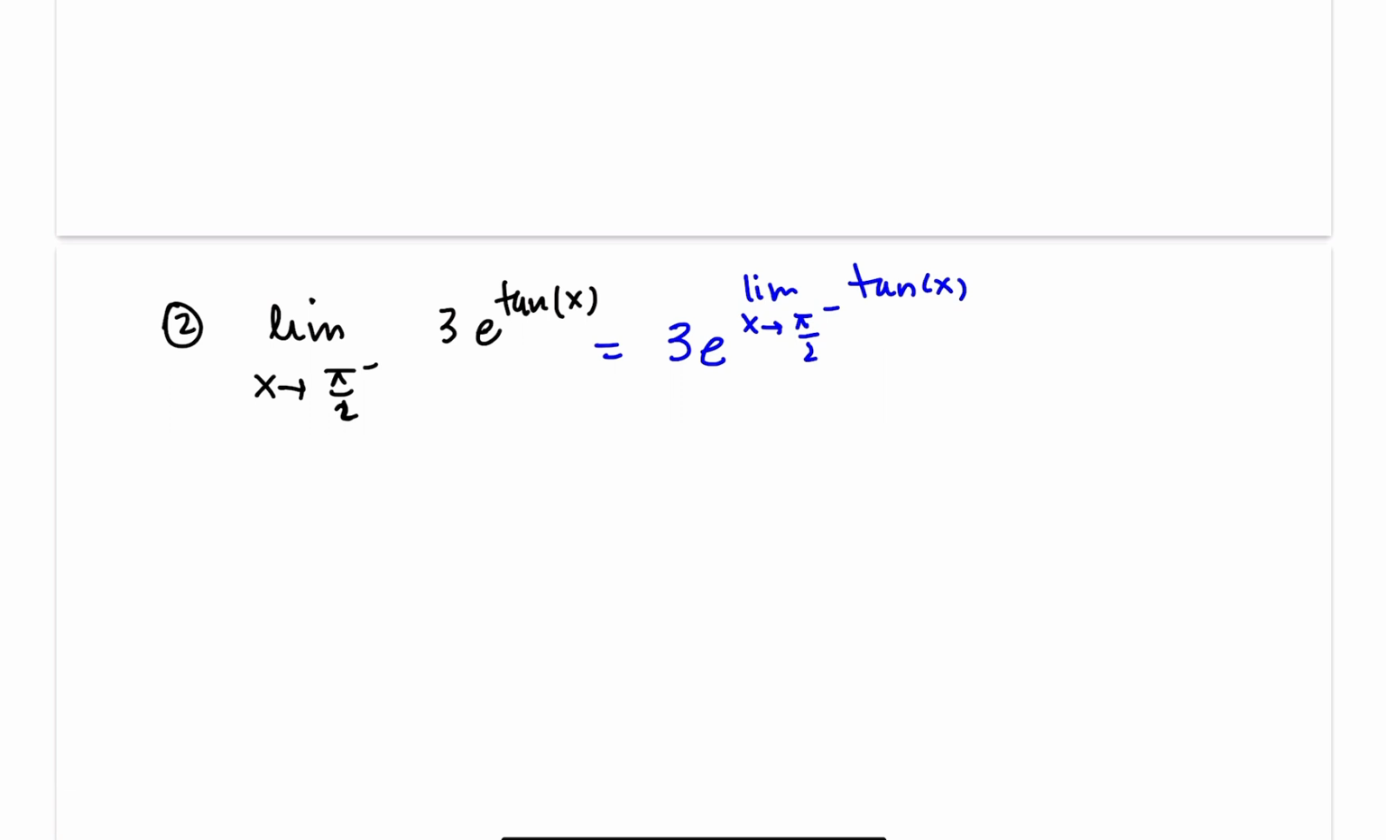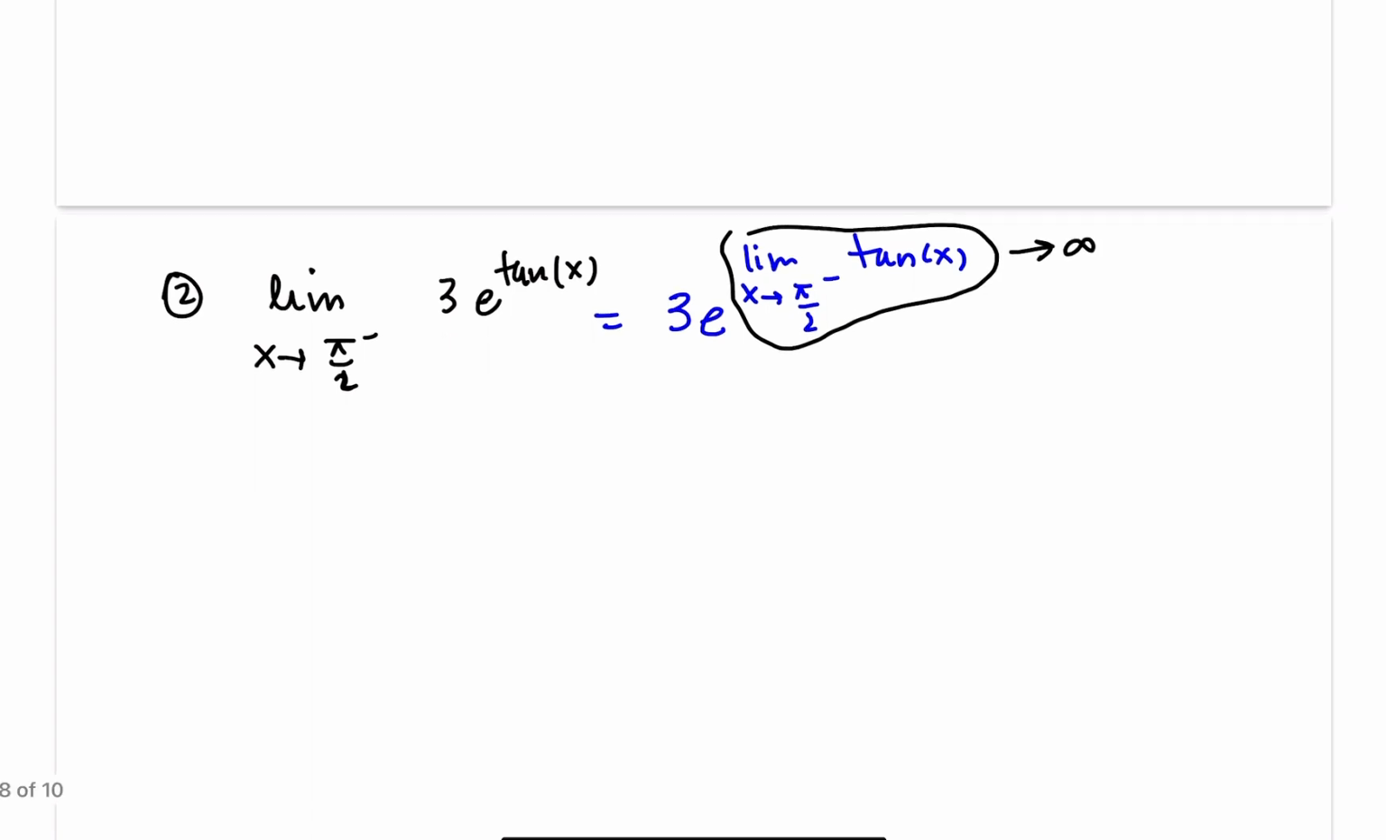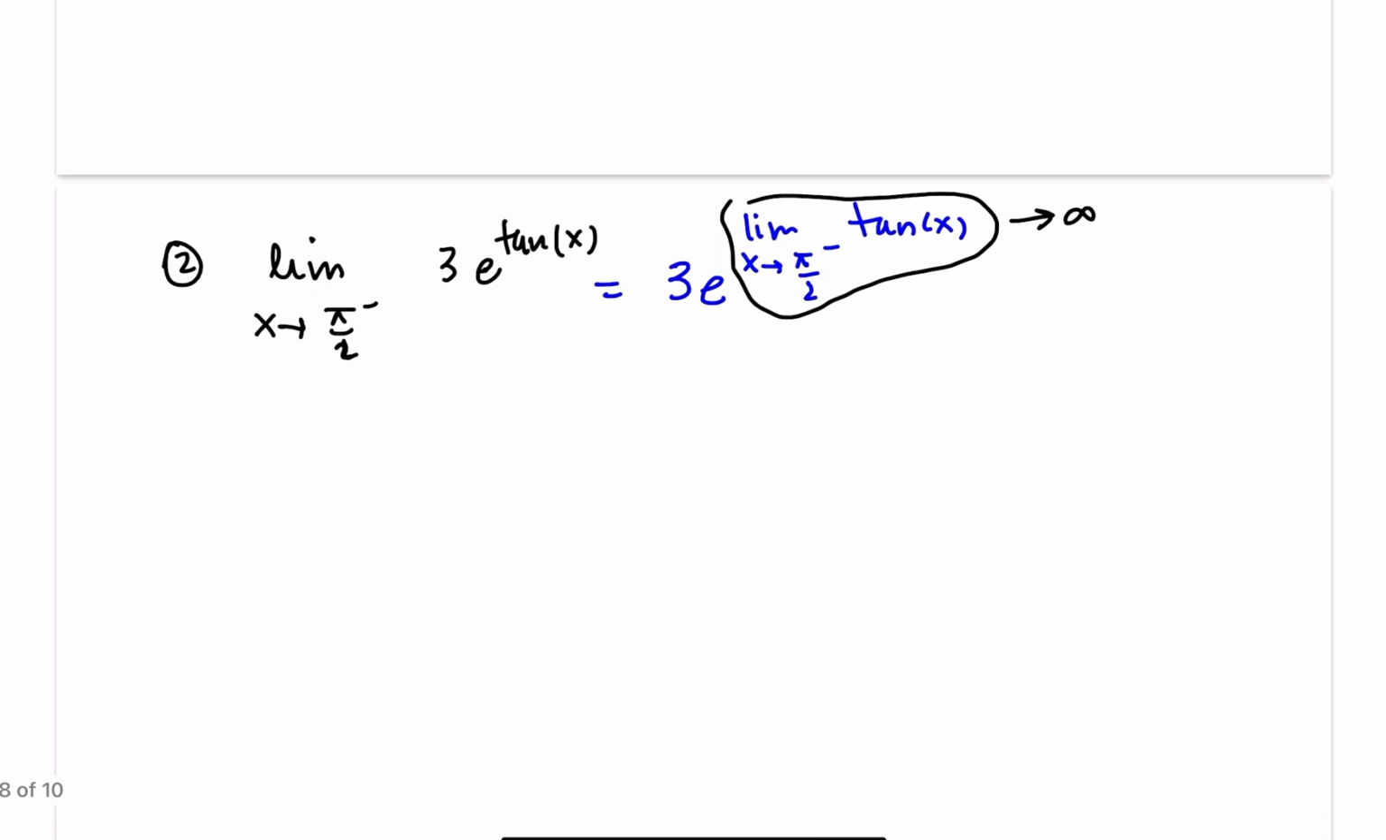So then we have here that the exponent is going to infinity, right? So this goes to infinity. As a result, the whole thing will go to infinity, because at infinity, e goes to infinity. Okay, so there are two things happening here. First, the limit as x goes to pi over 2 from the left of tangent is equal to infinity, but we know that at infinity, e is equal to infinity. It goes to infinity as well. So the answer to this is infinity.